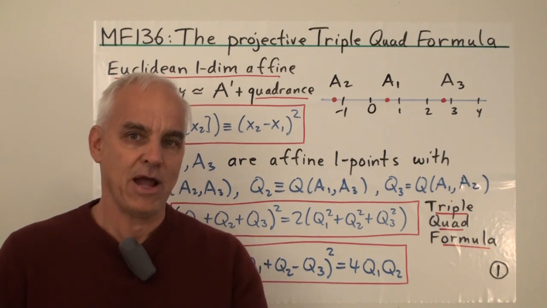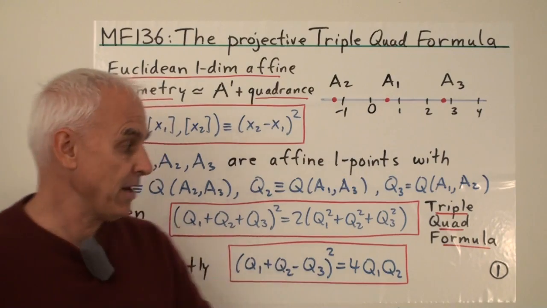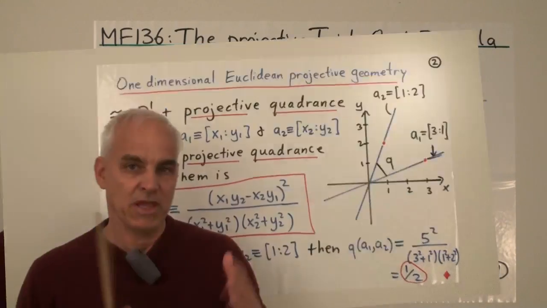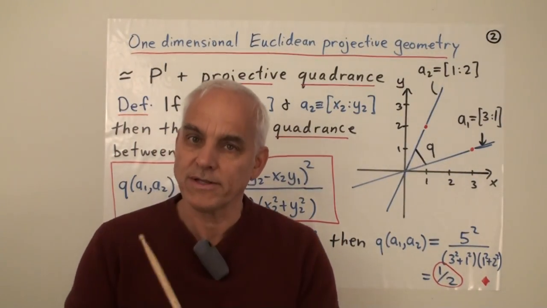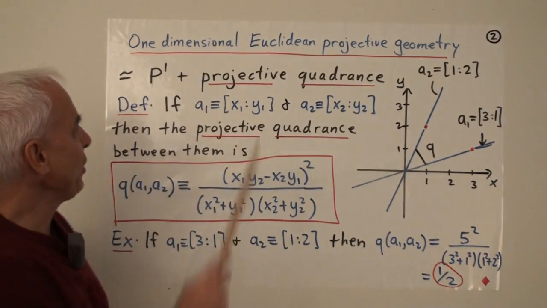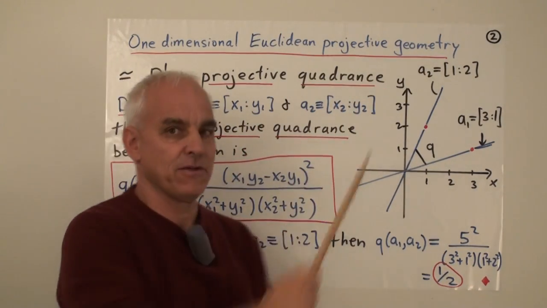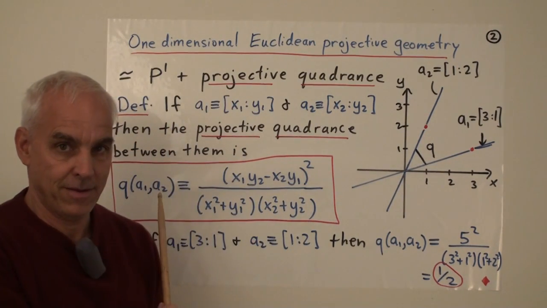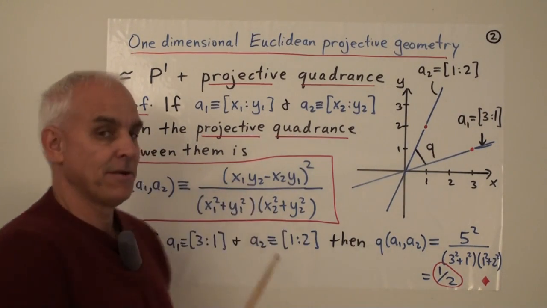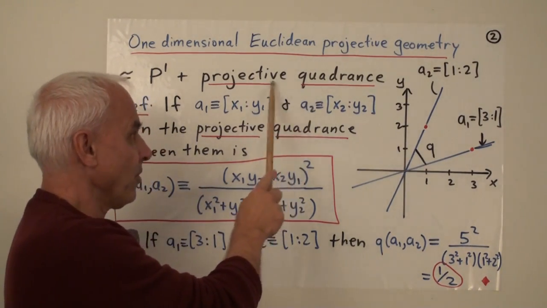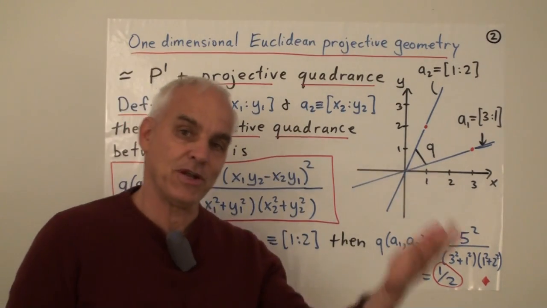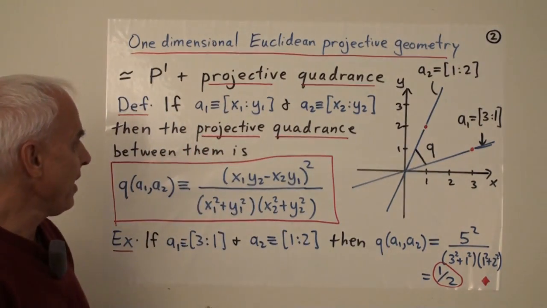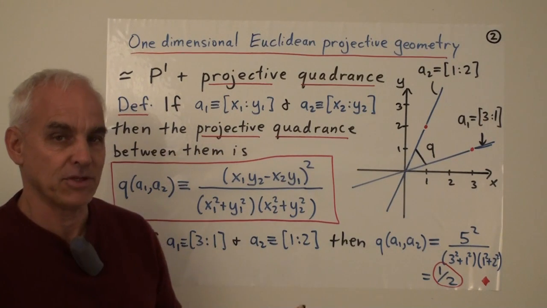Okay, we're going to find a similar kind of thing happening in the projective setting, but we need a replacement for this formula that's valid in the projective setting. So let's begin by setting the stage and saying what the geometry is that we're considering. We're going to be looking at one-dimensional Euclidean projective geometry. That means we're looking at the projective line, and we're adding to it a notion of quadrance. We'll call it a projective quadrance to distinguish it from the one-dimensional Euclidean affine quadrance that we've just been talking about. And here's the definition of what that concept is going to be.